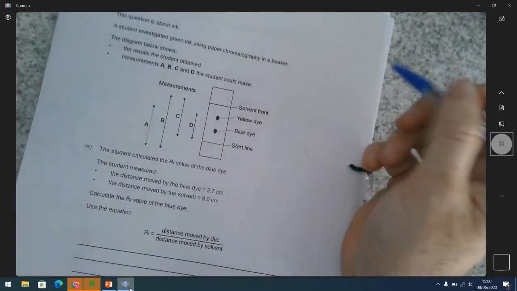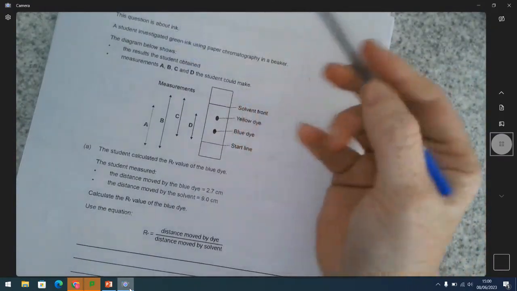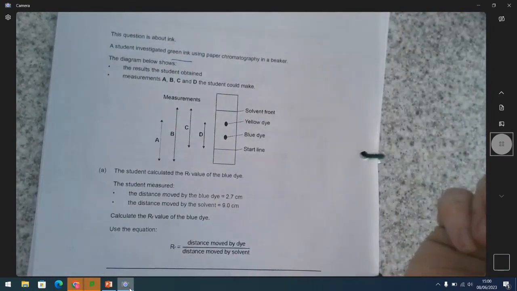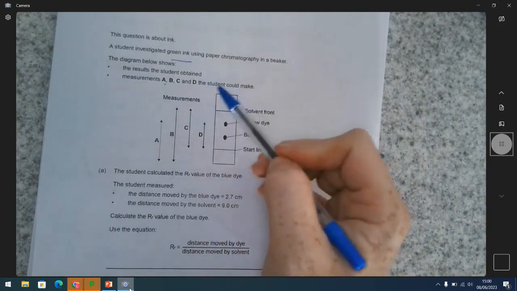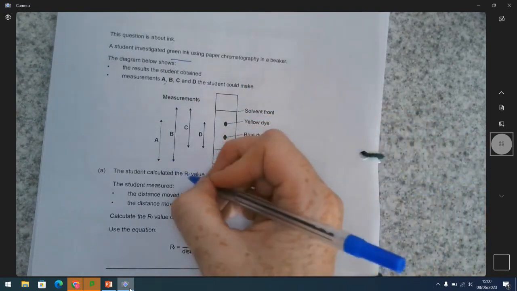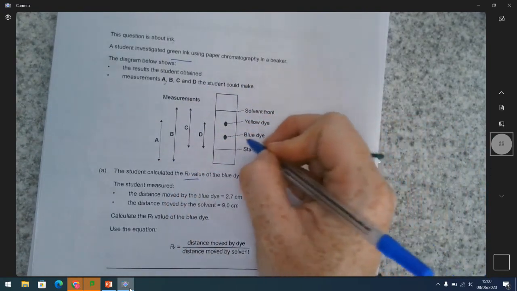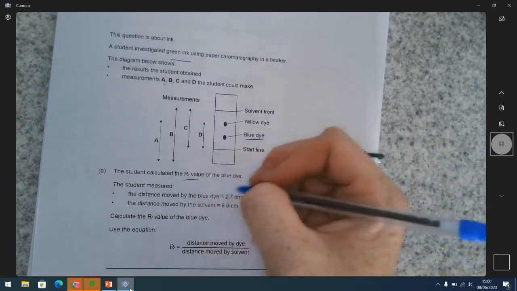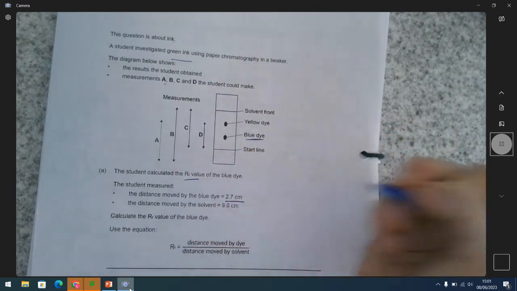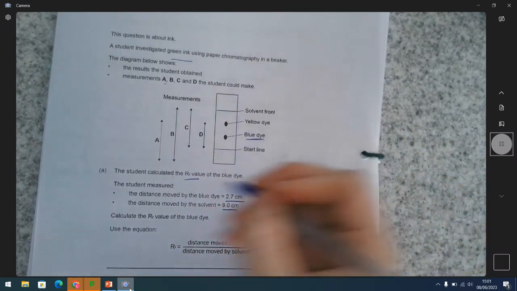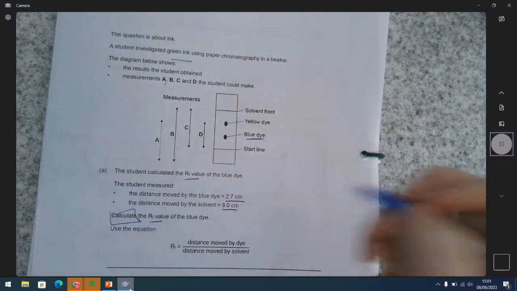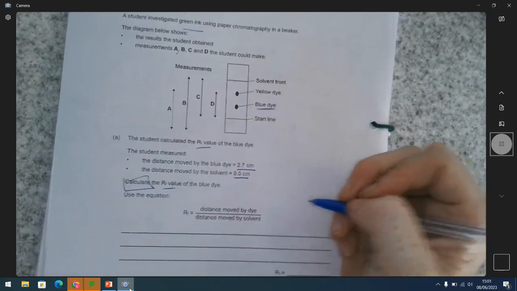So here's an exam question where we've got a question about ink. The student investigated green ink using paper chromatography in a beaker. The diagram below shows the results that the student obtained, with the measurements A, B, C, and D the student could make. The student calculated the RF value of the blue dye, and the student measured the distance moved by the blue dye to be 2.7 centimetres, and the distance moved by the solvent to be 9. Calculate the RF value. So you can see they've given me the calculation there.